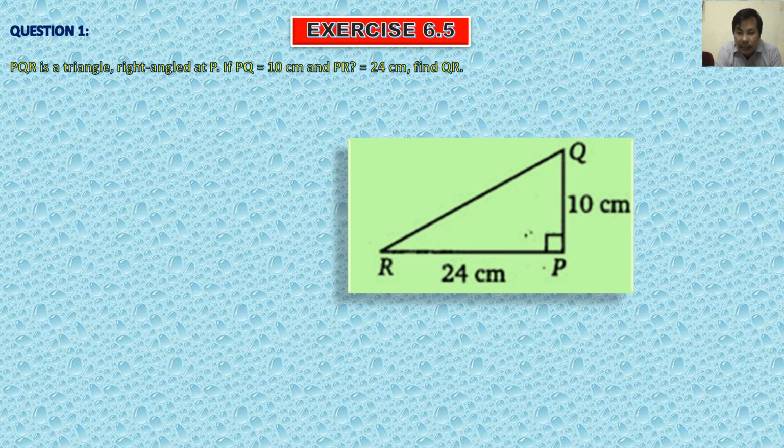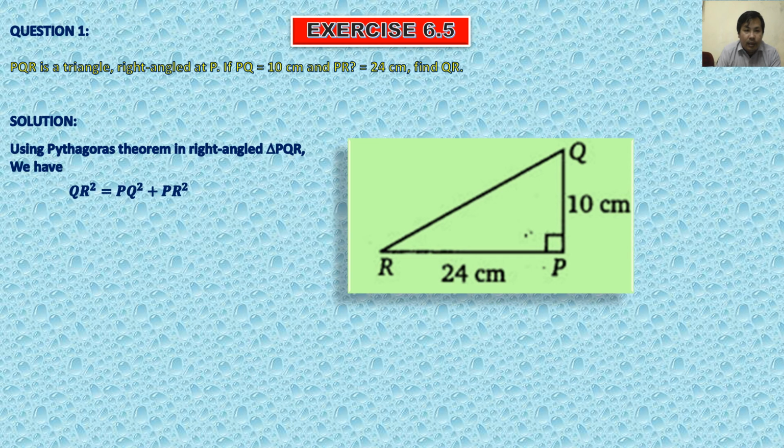QR is the hypotenuse, isn't it? So the square on QR is equal to the square on RP plus the square on PQ. Let us see. In the solution we have: using the Pythagoras theorem in the right angle triangle PQR, we have QR square is equal to PQ square plus PR square. That implies QR square is equal to 24 square.